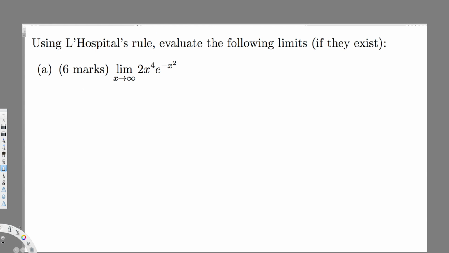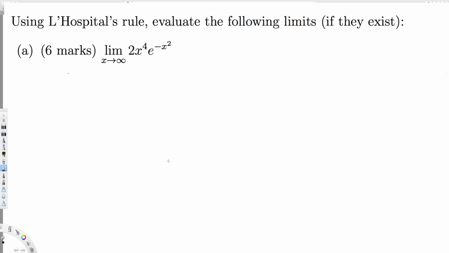Guys, let's see how we can do this problem. The question is asking, using L'Hopital's rule, evaluate the following limit if it exists. The first thing we have to do is check the situation: the only time we can apply L'Hopital's rule is when we get indeterminate values.